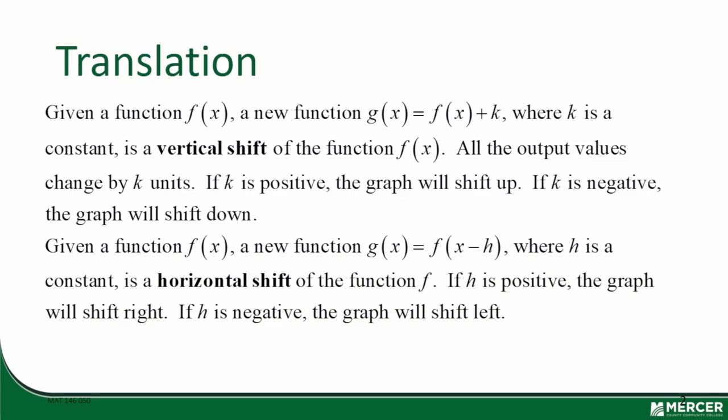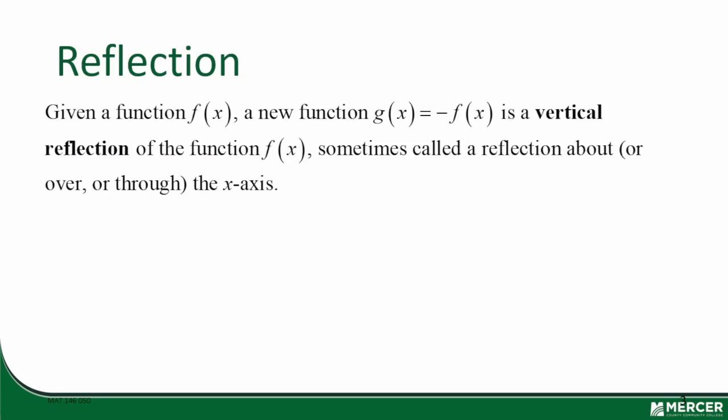Second category of transformations are reflections. Again, consider a function f of x. Function negative f of x is a vertical reflection or a reflection about the x-axis. Again, notice your output values are being multiplied by -1. So they change sign.